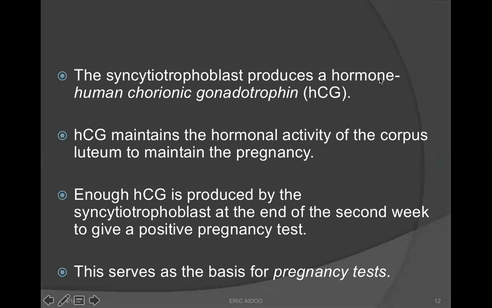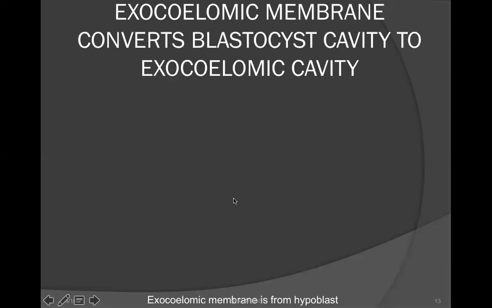So syncytial trophoblast produces hormone, the human chorionic gonadotropin. HCG maintains the hormonal activity of the corpus luteum to maintain pregnancy. Enough HCG is produced by the syncytial trophoblast at the end of the 2nd week to give a positive pregnancy test, which usually is positive when you put urine on it. Okay, this serves as the basis for pregnancy test, so it can be excreted in urine, and then it can give a positive test.